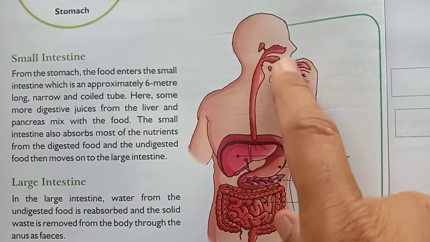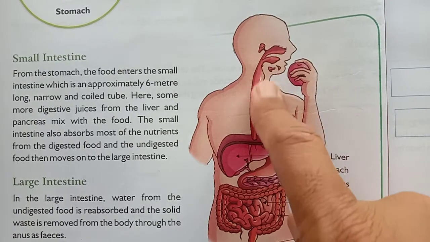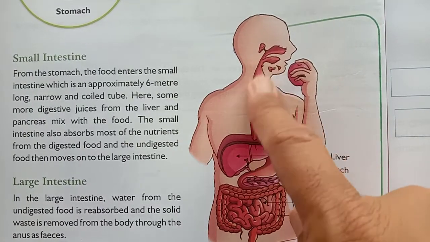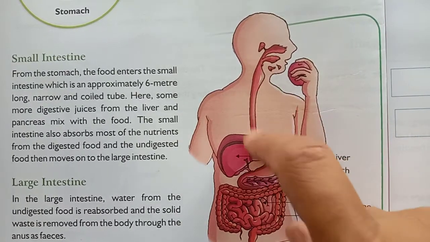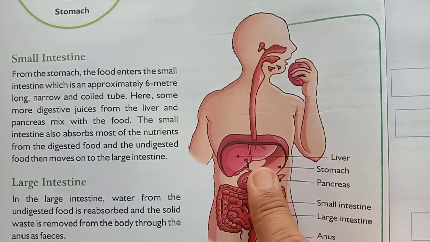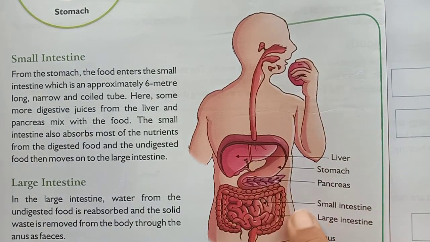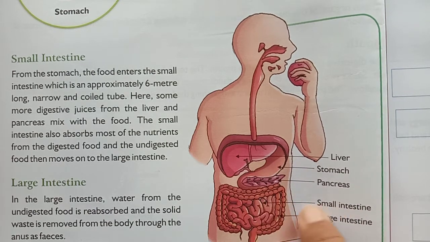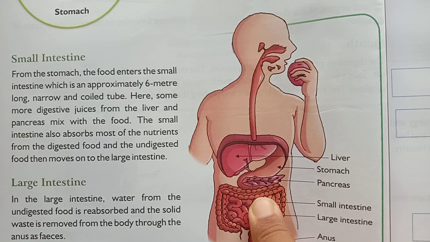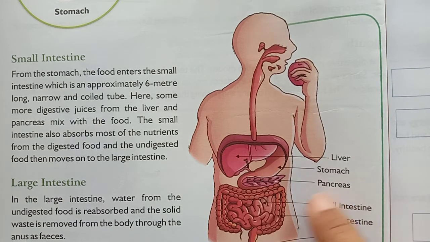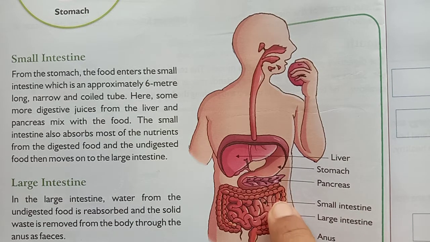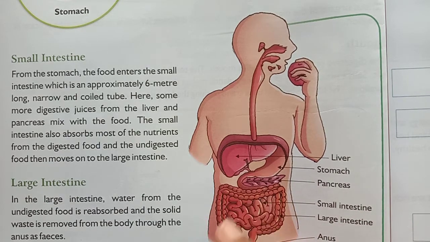Okay, students, now that swallowed food enters the stomach through the esophagus. After that, from the stomach it moves to the small intestine. This is the small intestine. Here inside you can see, this small intestine is approximately 6 meters long and narrow, and it is a coiled tube. It looks like a coiled tube. And after that, from the small intestine the food enters the large intestine.